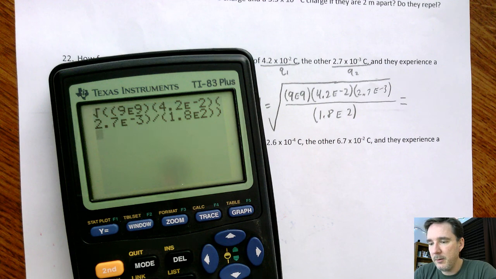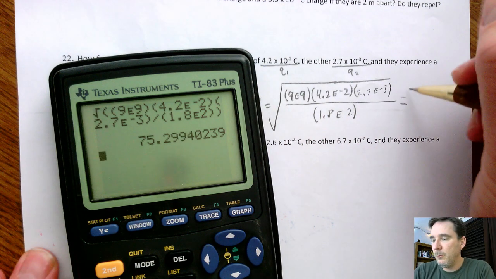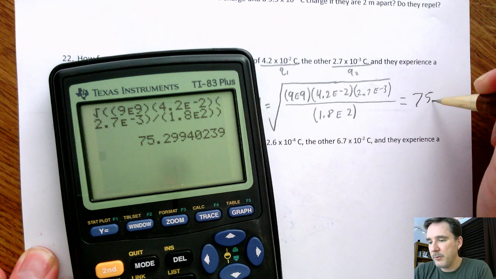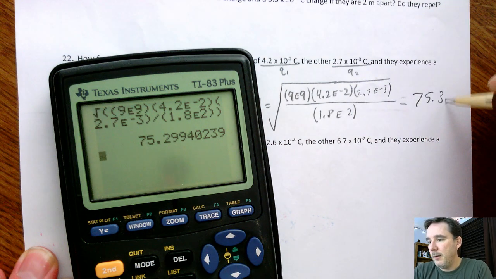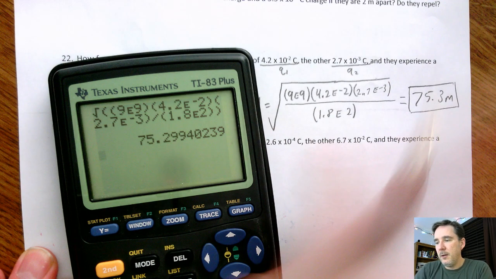Okay, so my answer is, as a standard number, we'll just call it 0.3 meters. That is going to be my answer. All right.